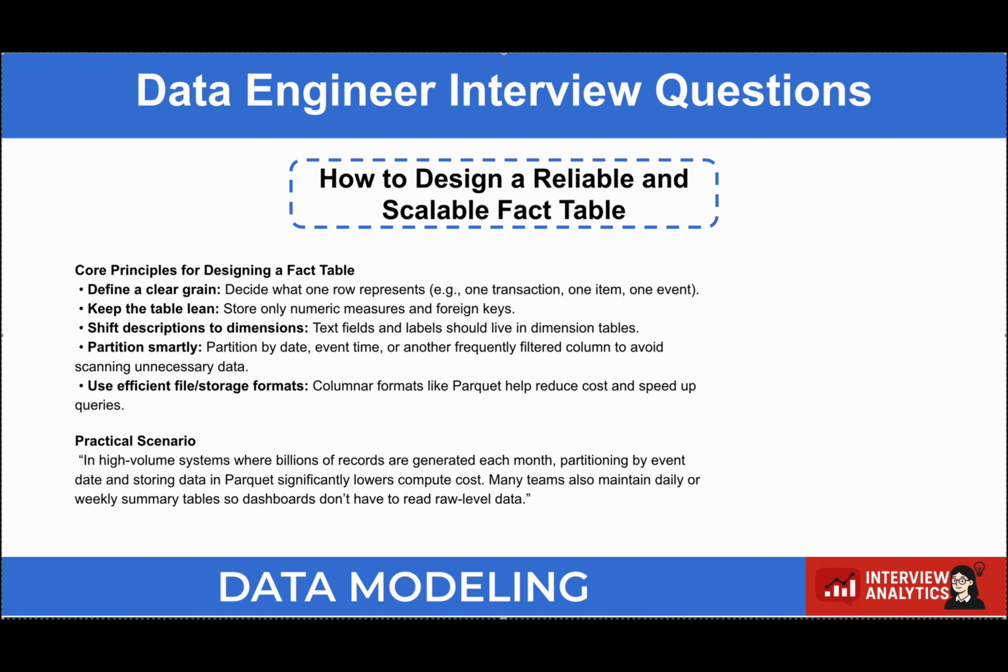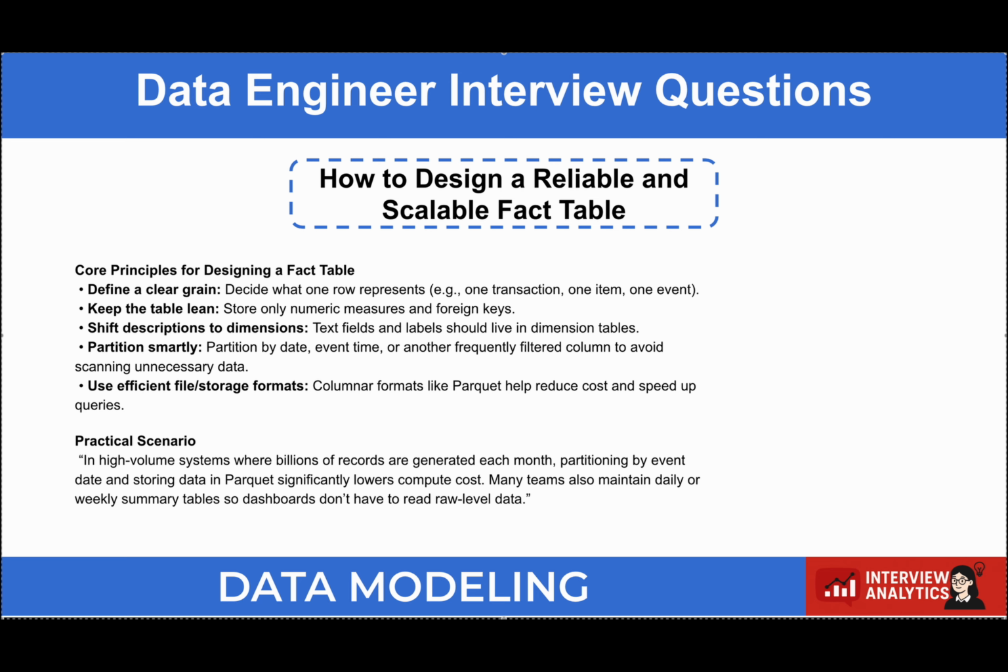Moving to the next question, how to design a reliable and scalable fact table. So the first step could be to define the grain clearly. A single row should represent exactly one transaction, one event, or one item. Second step could be to keep the fact tables lean. Store only numerical measures, and foreign keys can be used to move the descriptive information like name, label, address, text to dimension tables. Then, using partitioning keys.